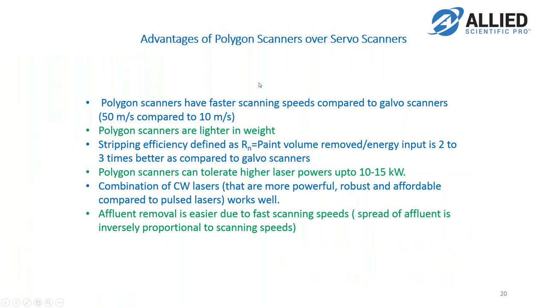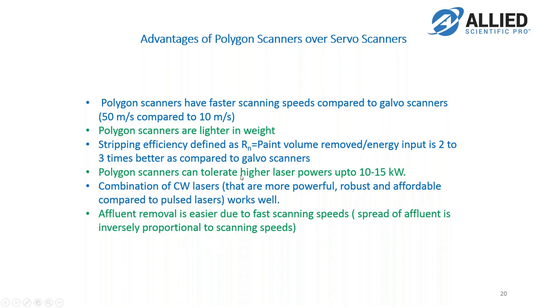So the advantage of the polygon scanner over the servo scanner is that it has faster scanning speed compared to the galvo scanner, like 50 meters per second as compared to 10 meters per second. Polygon scanners are lighter in weight. So if you want to use servo with high power, you need to have a very heavy mirror, which is not possible. The stripping efficiency, which is defined as paint volume removed per energy input, is 2 to 3 times better as compared to the galvo scanner.